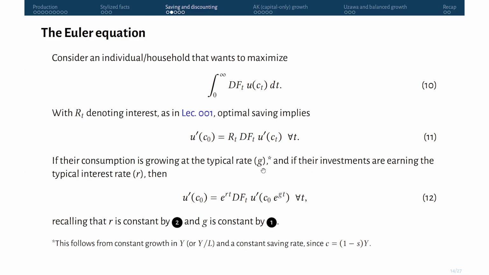How do we know that consumption is growing at that typical rate g, since we've just established that output grows at that rate, not consumption? Well, that'll follow from the constant savings rate, because at every time, consumption is just going to equal 1 minus saving times output, right? So given constant s, growing y, you get growing c at the same rate. So this will hold.